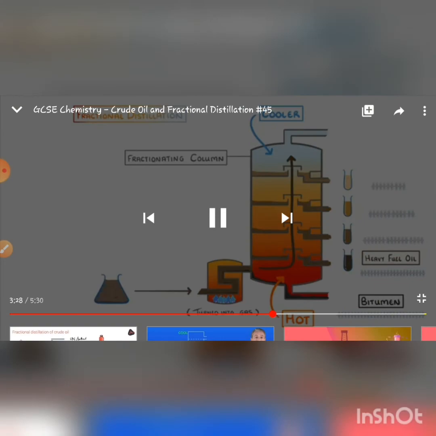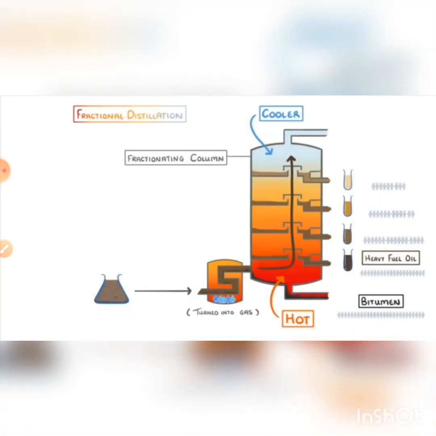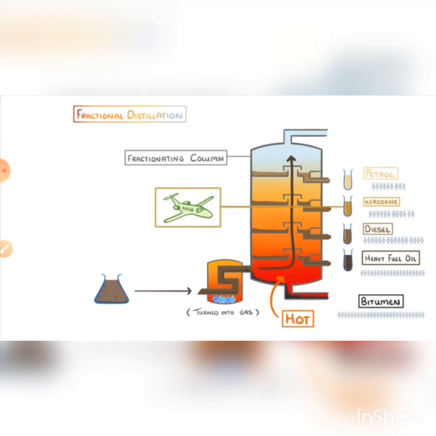The shorter chain hydrocarbons, though, have much lower boiling points, so they'll stay as a gas for much longer as they rise up the column until they finally reach a cool enough temperature that they condense into a liquid. This gives us fuels like diesel and petrol, which we use in cars and other road vehicles, and kerosene, which is used in jet engines. Some hydrocarbons, though, are so short and have such low boiling points that they stay as a gas the entire time. For example, LPG, which stands for liquefied petroleum gas, contains mainly propane and butane, which are both very short chain alkanes.